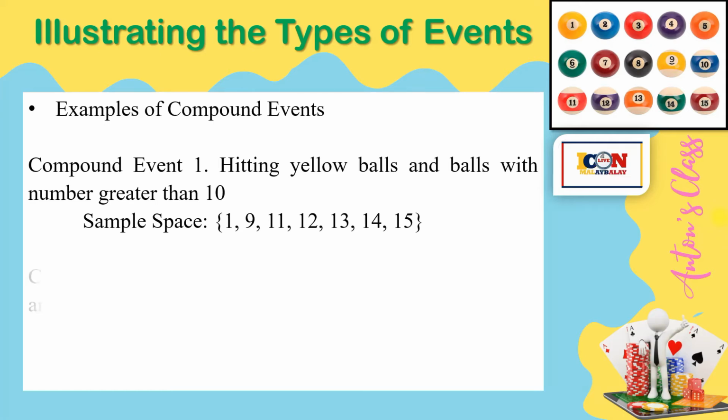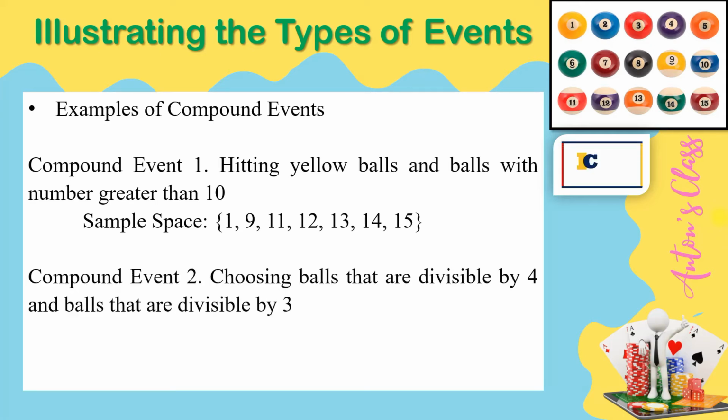Compound event number 2. Choosing balls that are divisible by 4 and balls that are divisible by 3. Again, the compound event is made up of two simple events. So you can see there balls whose numbers are divisible by 4. Okay, so the sample space for this compound event is given by the set 3, 4, 6, 8, 9, 12, and 15. So I hope you can differentiate a simple event from a compound event.